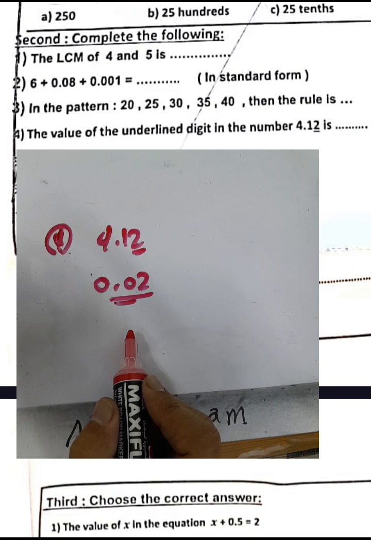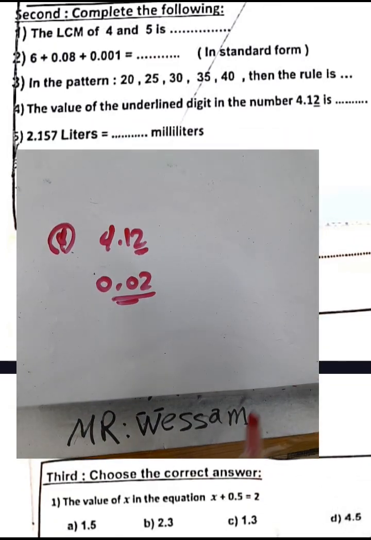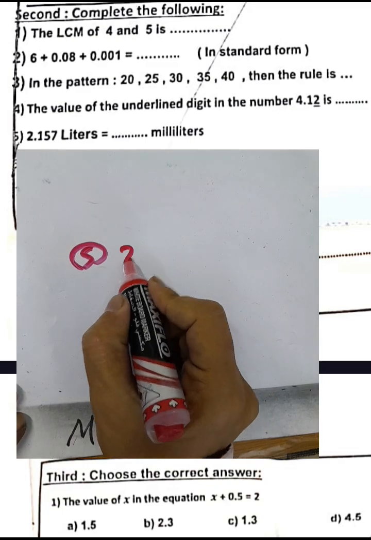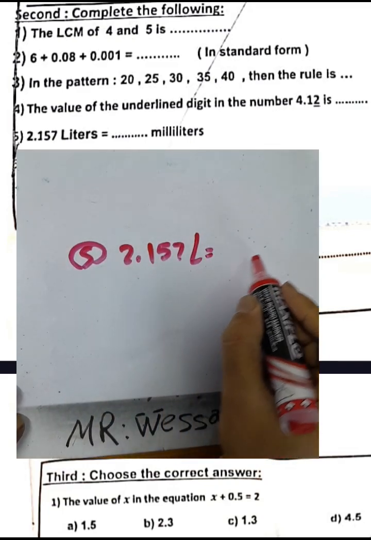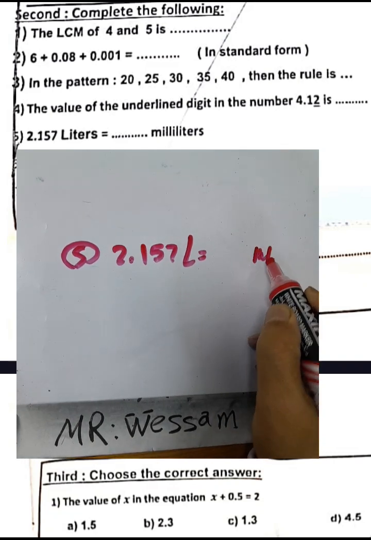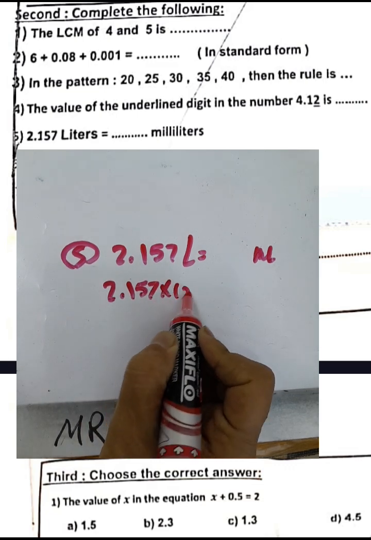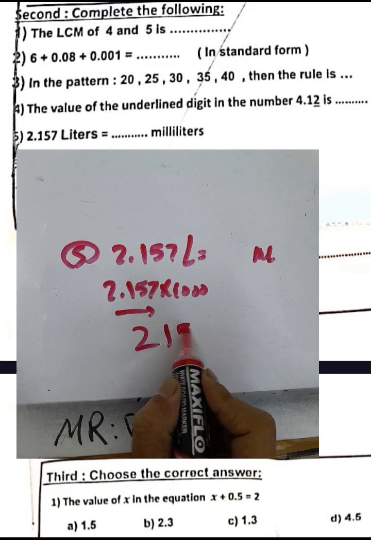Question number 5. We have 2.157 liters. Convert to milliliters by multiplying by 1000. Move the point to the right by 3 places. The result will be 2, 1, 5, 7, 2157.